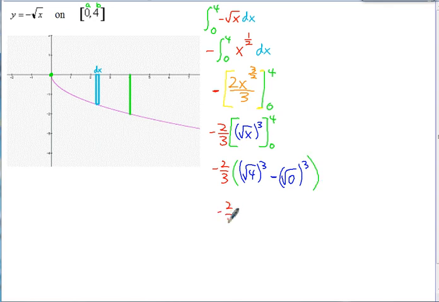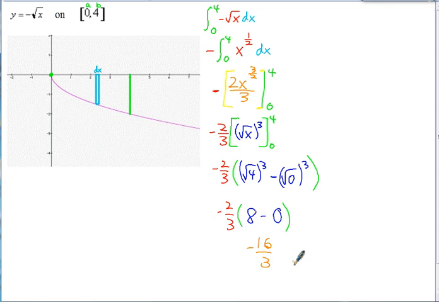So you have negative 2/3. And then the square root of 4 is 2, to the 3rd power is 8. Square root of 0 is 0, to the 3rd power is 0. So you have 8 times negative 2/3, which gives you negative 16/3.